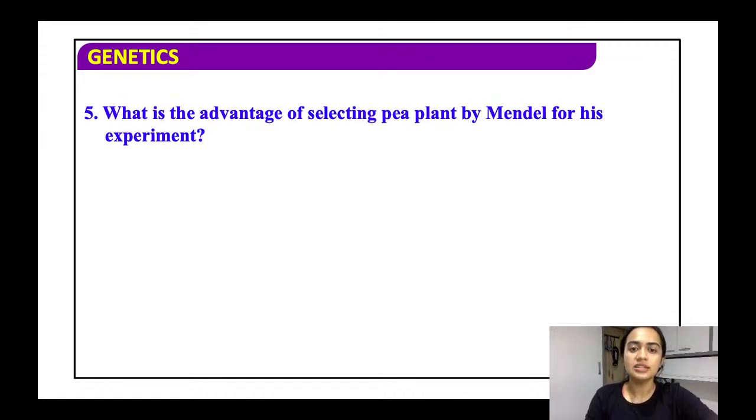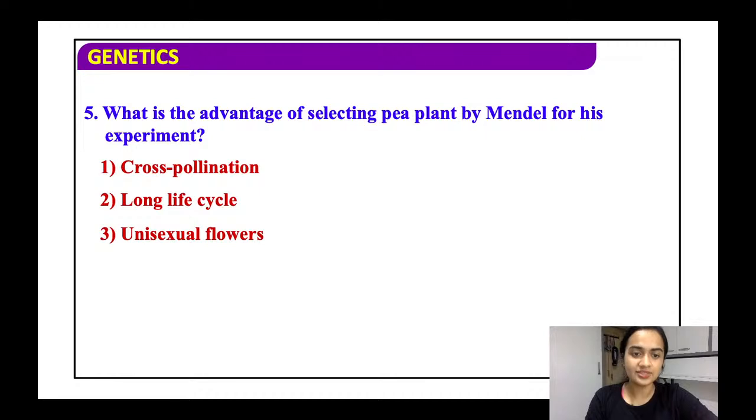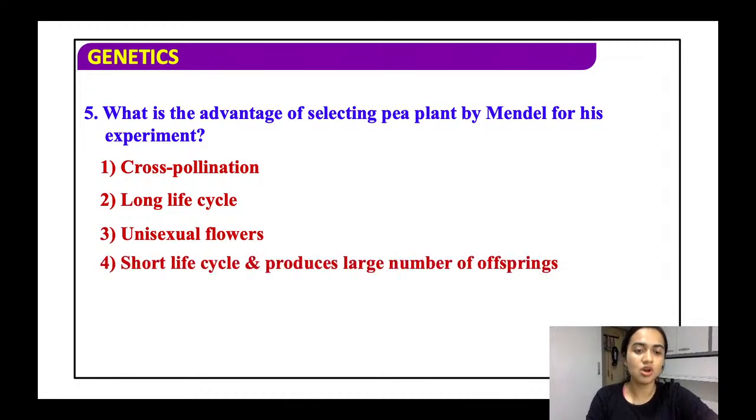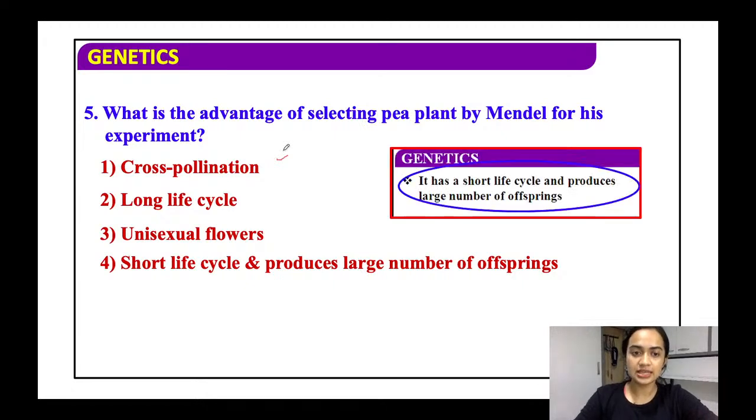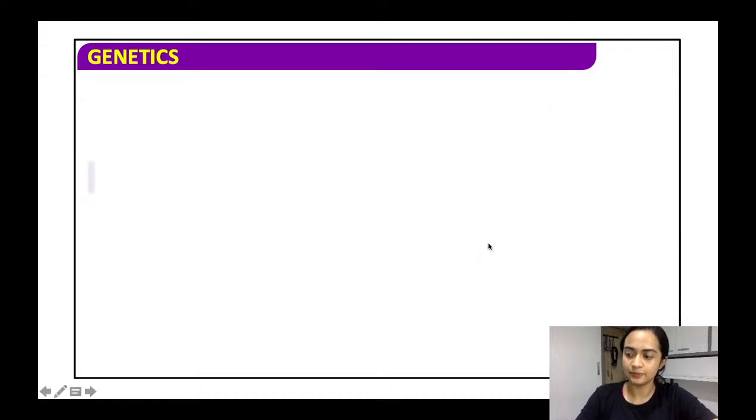What are the advantages of selecting pea plant by Mendel for his experiment? Cross-pollination, long life cycle, unisexual flowers, or short life cycle and produce large number of offsprings. Cross-pollination is also an answer, but the most precise answer is that it has a short life cycle and it will also produce a large number of offsprings.